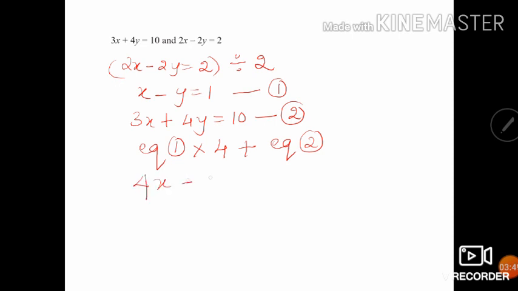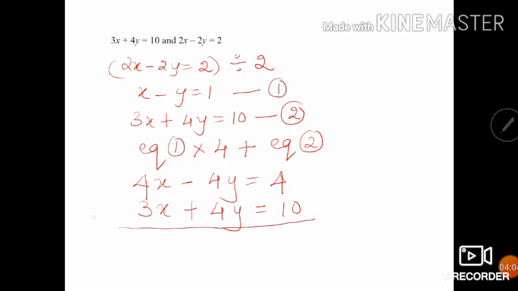4x minus 4y equal to 4 is our first equation. Rewriting the second equation as it is, 3x plus 4y equal to 10. Now we simply need to add. On adding, minus 4y plus 4y becomes 0, so the y term is eliminated. 4x plus 3x becomes 7x equal to 14. So x is equal to 2.